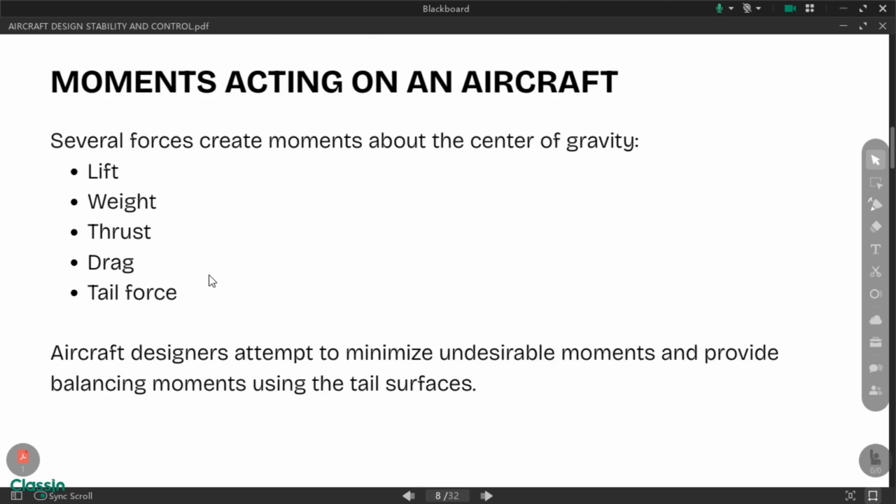So yun nga, the tail generates additional aerodynamic forces. So each of these forces, no, they may create moments around the center of gravity. So aircraft designers, they attempt to arrange these forces so that yung mga moment nila, they balance, no, under normal flight conditions. Kasi a properly balanced aircraft would require minimal control input. Okay, so that would exhibit a more favorable stability characteristic. Okay.